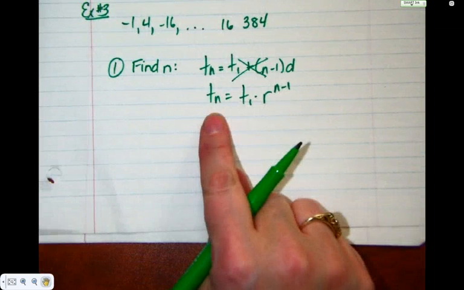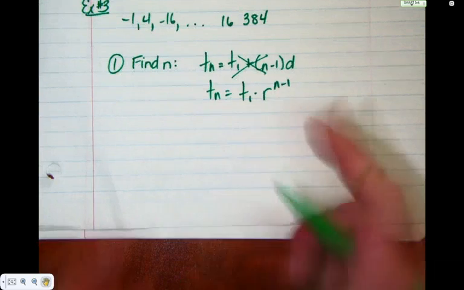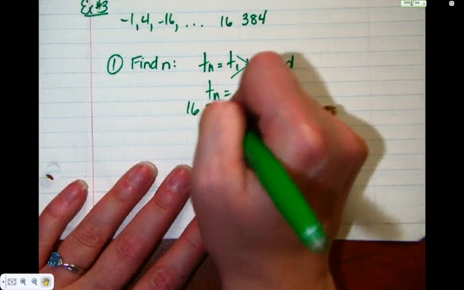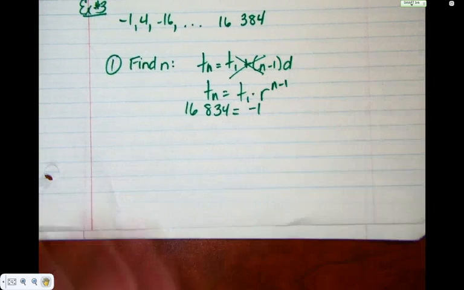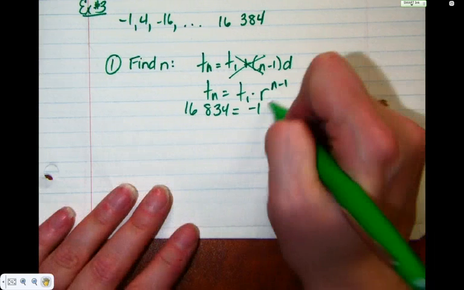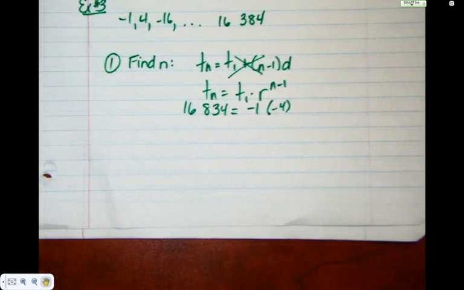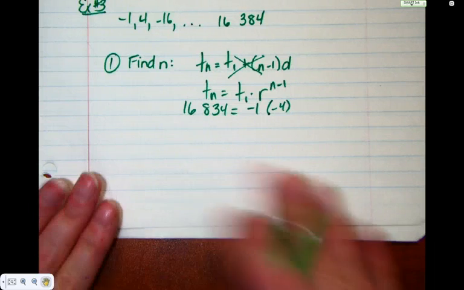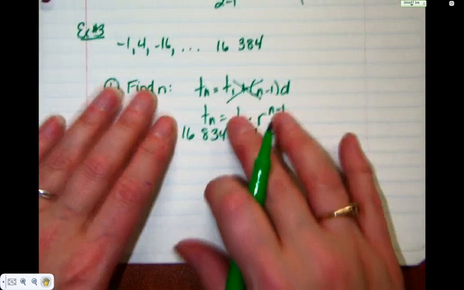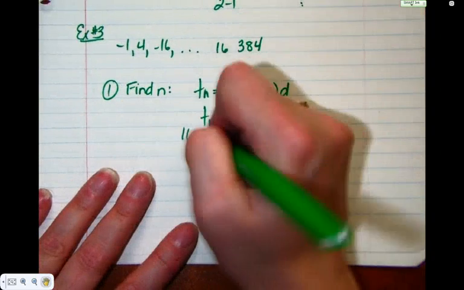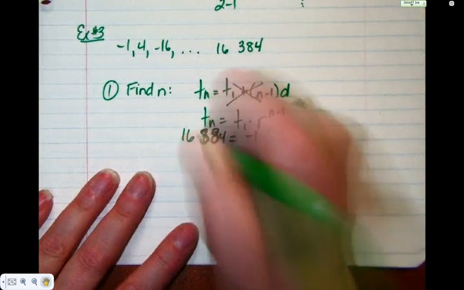Okay, do we have a value of the last term? Okay, let's put it in, 16,834. Do we have a value of the first term? Minus 1. Do we have an r value? Okay, so take any term, divide by the previous term. R has to be negative 4. Do we have an n value? Oh, yeah, I think you punched in the wrong number. What did I put in by mistake? 16,834, I think it's 38. Thank you. Good eyes. High five.